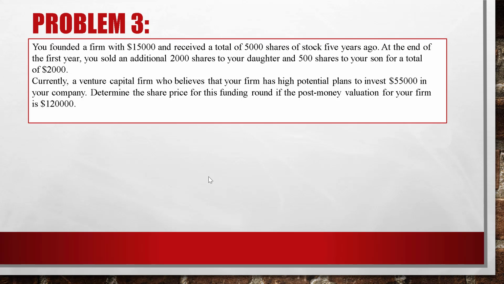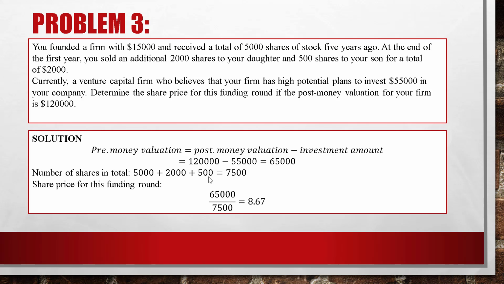So here we have the post-money valuation and the amount of money that we invest. So before we calculate the price of the share, we have to find the pre-money valuation by taking the post-money valuation and subtracting the investment amount. So we take 120,000, subtract 55,000, and the pre-money valuation should be 65,000.